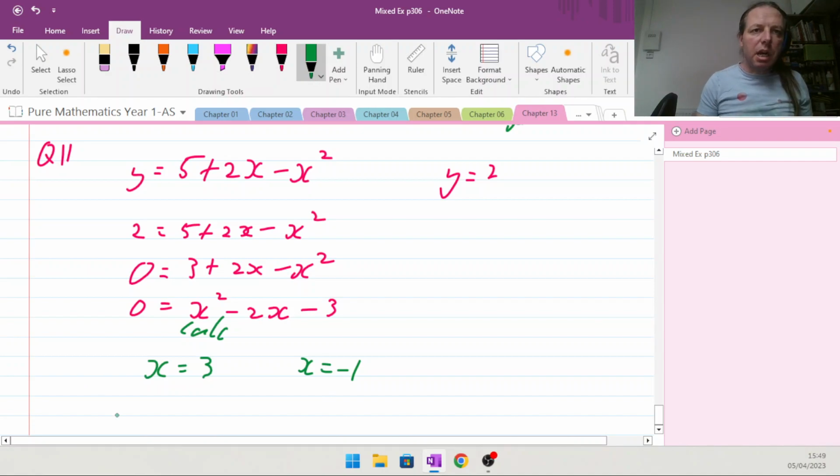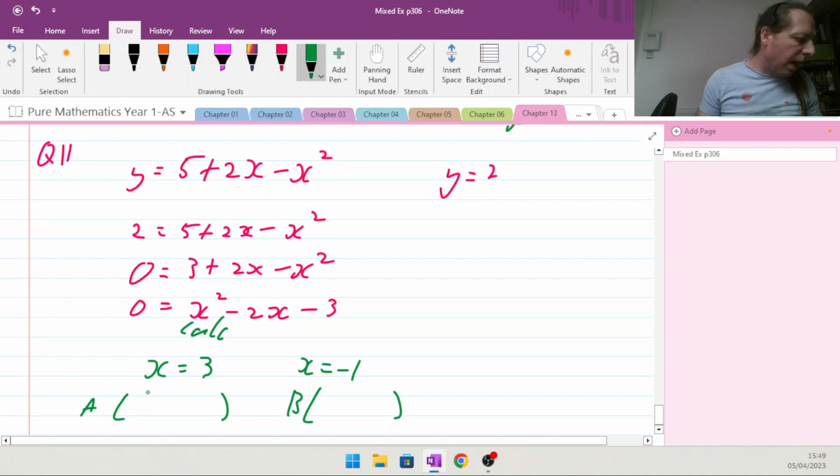And so because they asked for the coordinates of A and the coordinates of B, I think I've actually got these the wrong way round. Yes, I do. They've labelled A as the minus number, so I'll put it in as the minus number. Minus 1, 2. How do I know it's 2? Because the other line is y equals 2. It's got to be 2. And this one would be 3, 2.